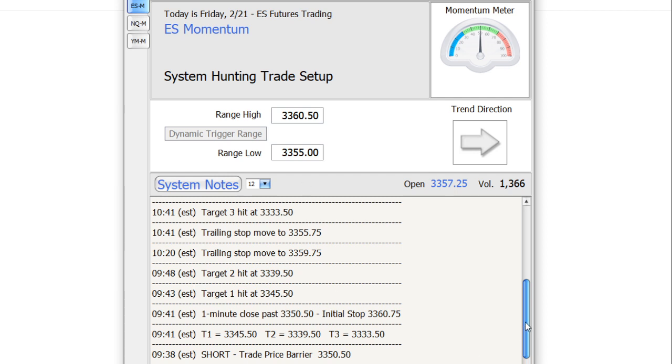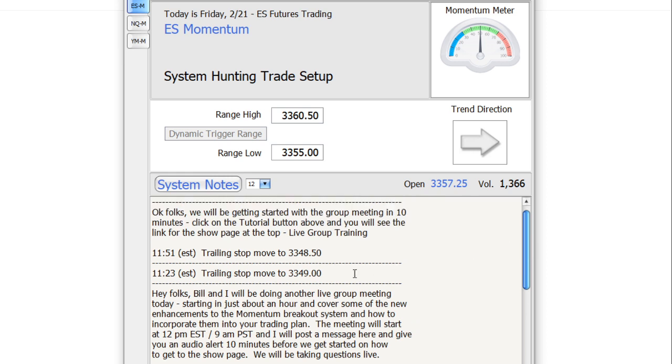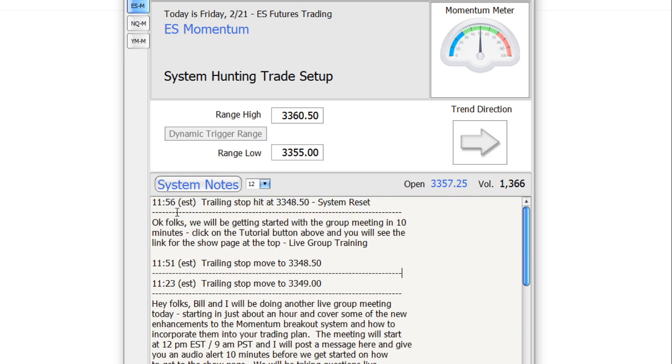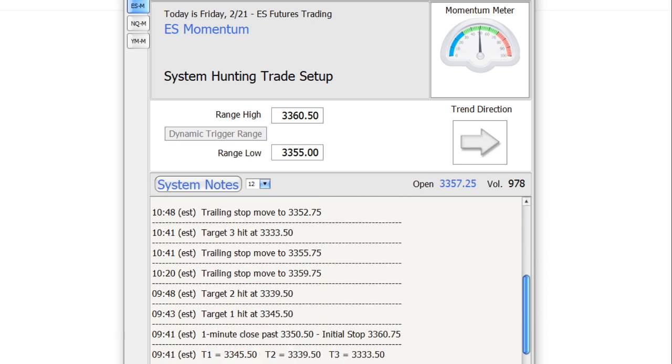Yeah, well, these new system notes, I mean, super cool. Obviously, this is the live software, so it's got this note about the meeting, but you can see, even after target three got hit, you can see where the trailing stop has continued to ratchet up and ratchet up there. And then finally, right before we started the live show here, the trailing stop got hit at 33.4850, which, like I said before, was basically a couple of points in favor of the trade anyway.